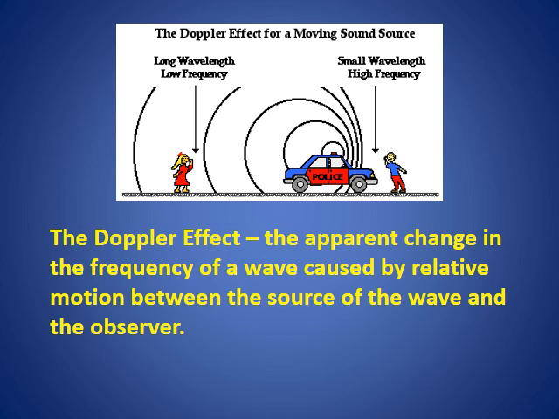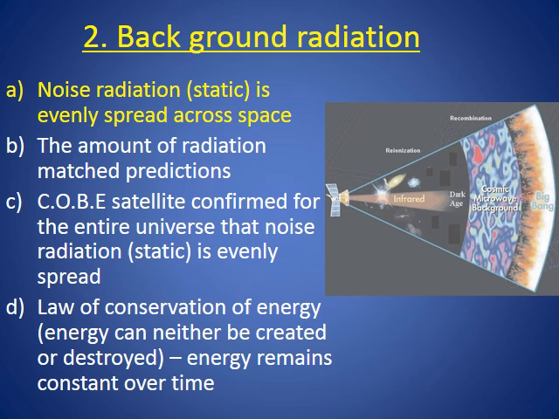So all of this is just based on the Doppler effect, which you got in your video last week, the apparent change in the frequency of a wave caused by relative motion between the source of the wave and the observer. If it's moving towards us, it has a shorter wavelength, so that's blue. If it's moving away from us, it has a longer wavelength, and that's red.